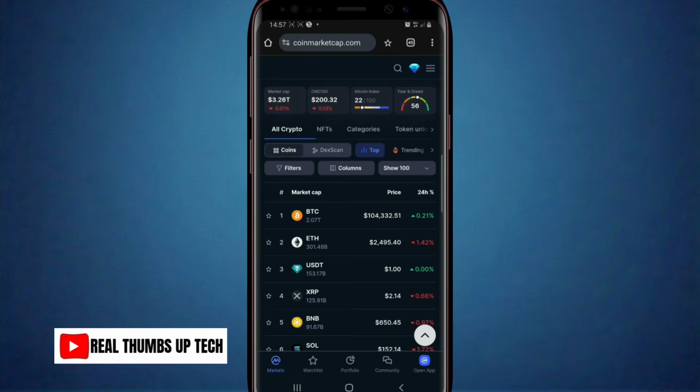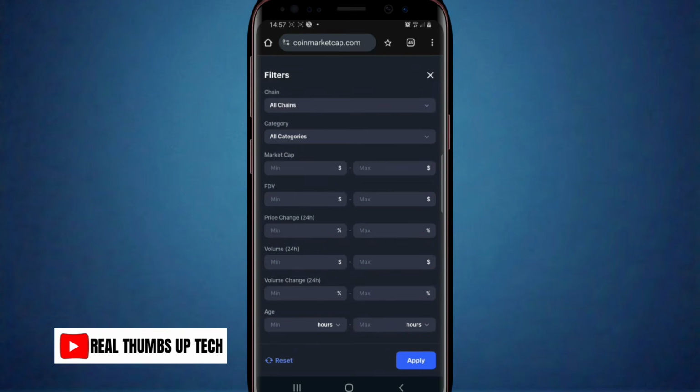Okay, for example, if you go over to filters, you see some options here. Under these filters, we will see chains. That means the blockchain that a coin is built on. I prefer leaving it on all chains. But if you wish to select a particular chain, you can scroll down and select any one of your choice. But for me, I prefer seeing coins from all chains.